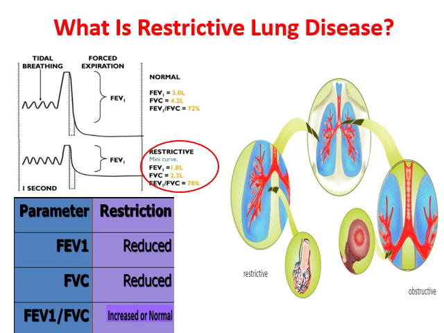As in restrictive lung disease, you will find that the forced vital capacity and the forced expiratory volume in the first second both are reduced, but the reduction in the forced expiratory volume in the first second is less than the reduction in the forced vital capacity, so the ratio of the forced expiratory volume in the first second to the forced vital capacity may be increased or stayed normal. And this is an important parameter in the diagnosis of restrictive lung disease.